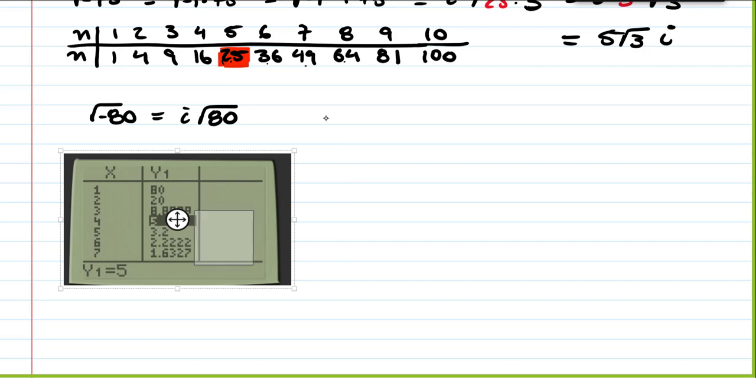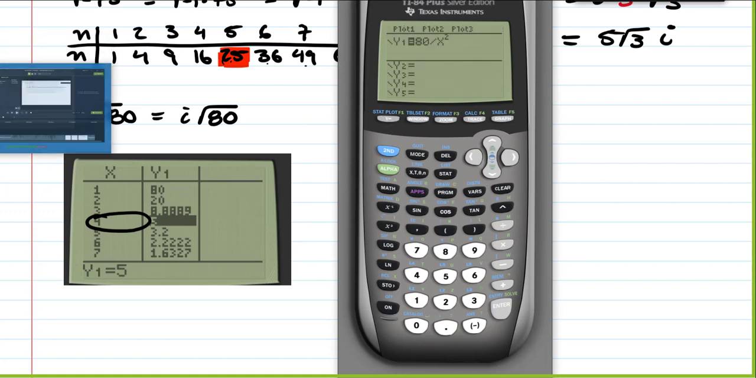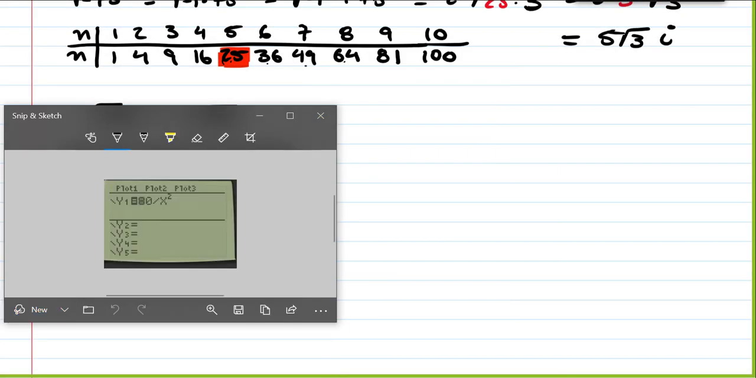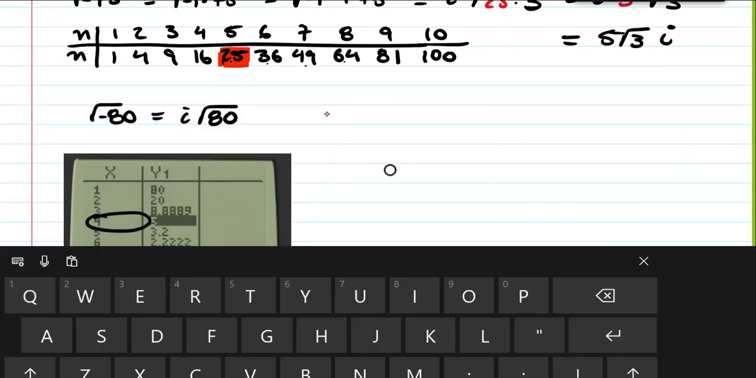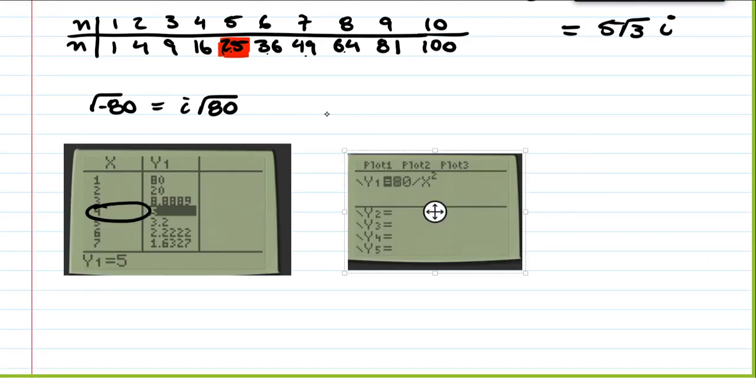So this actually tells us the final answer, because this tells us what our perfect square was, because we did y equals 80 divided by x squared. So the x column, since we're taking the square root of x squared, tells us what comes out. So the final answer is going to be that 4.